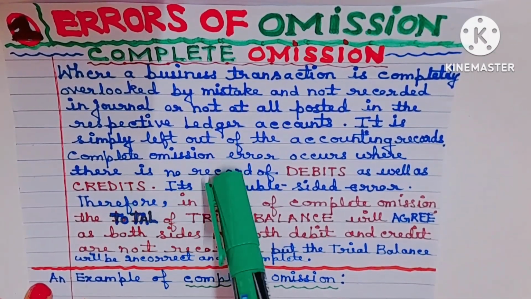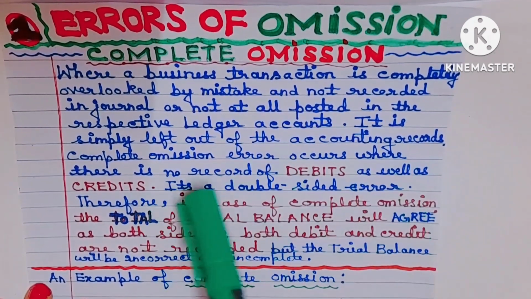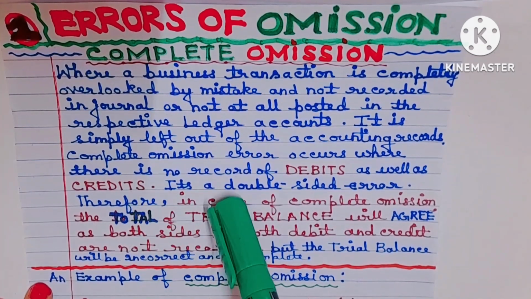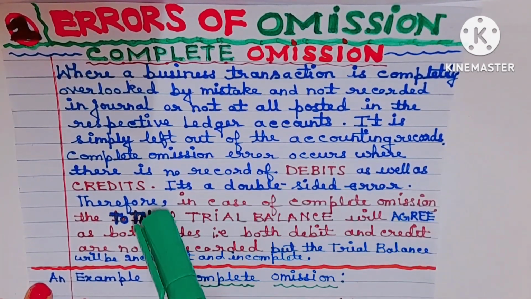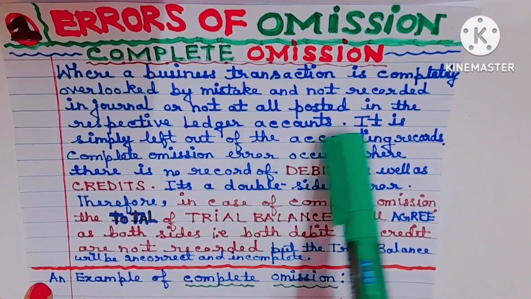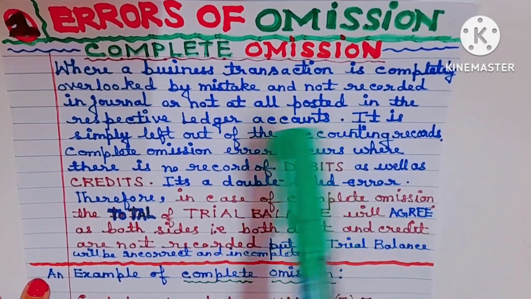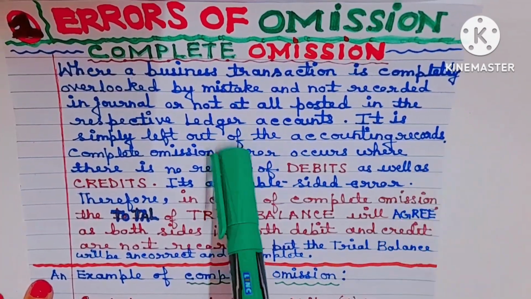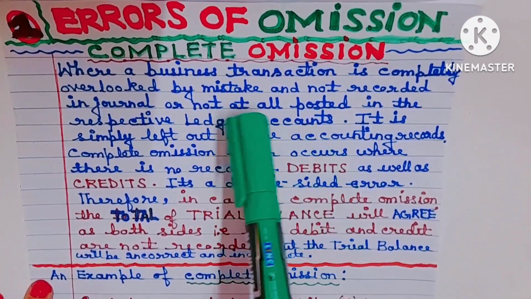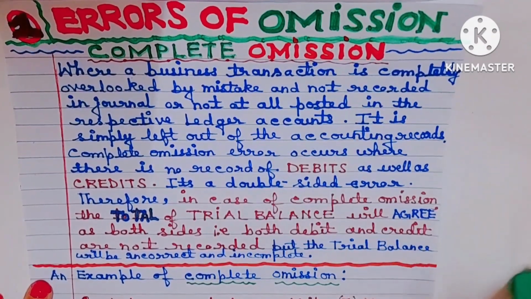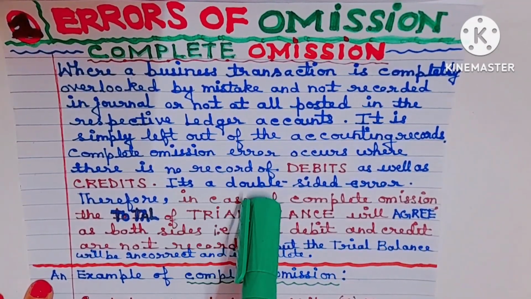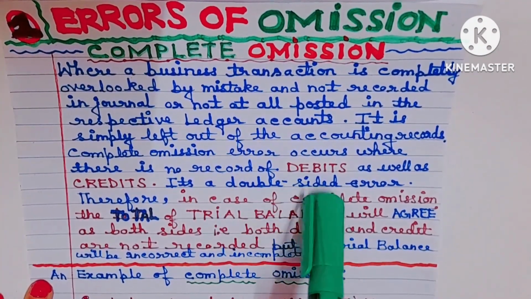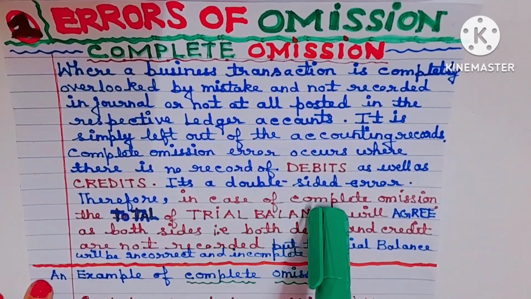Complete omission error occurs where there is no records of debits as well as credits. It is a double-sided error. Understood? Debit side no entry, credit side no entry. Debit side no entry is recorded, credit side no entry is recorded. This is known as errors of complete omission. No entry is recorded on the debit side as well as no entry is recorded on the credit side. It is a double-sided error.